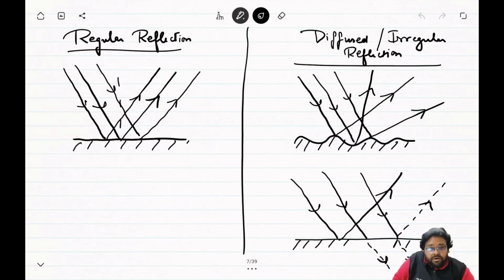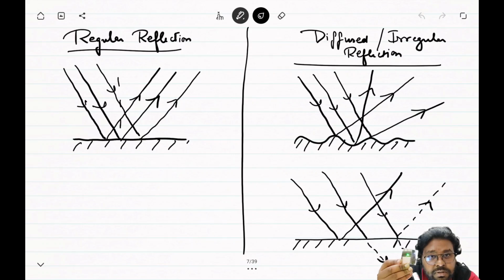Also, the image can be of regular reflection and diffused or irregular reflection. This is a plane mirror. The image we get is perfectly okay. The light comes and reflects at a particular point. The image we get is always regular.